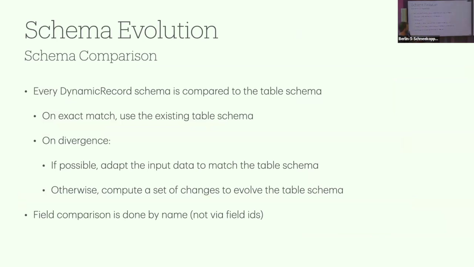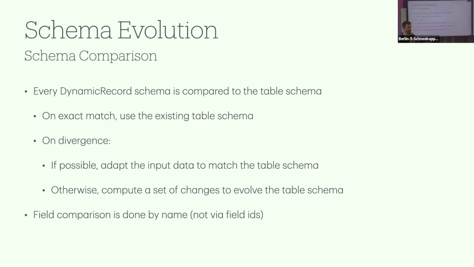When we receive a schema, we need to compare it against the current table schema, or actually we compare against all the existing table schemas. And if we find one that matches exactly, that's fine, and we can use it directly. But if there's some divergence, then in many cases we can adapt the input schema slightly such that it matches the table schema, and we also change the data in that case.